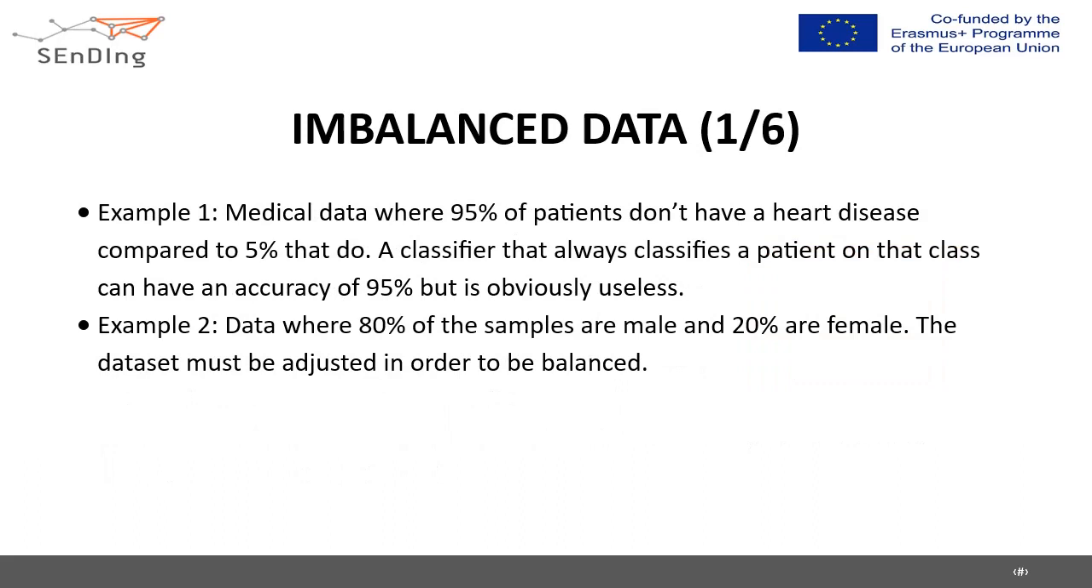Example 1. Medical data where 95% of patients don't have a heart disease compared to 5% that do. A classifier that always classifies a patient on that class can have an accuracy of 95% but is obviously useless. Example 2, data where 80% of the samples are male and 20% are female. The dataset must be adjusted in order to be balanced.